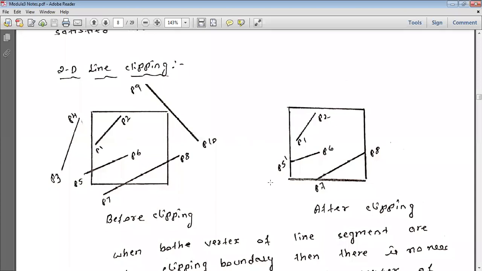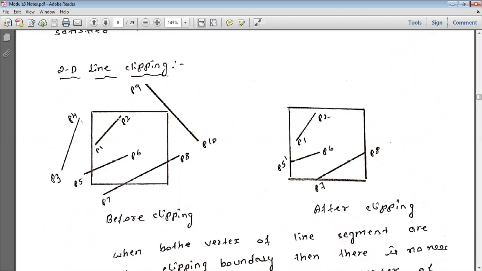Coming to the third type of line, where I can see these two are the third type of line, where a part of the line is outside the clipping window, and a part of the line is inside the clipping window. At that time, this is the important scenario that we will be discussing in the clipping algorithm.